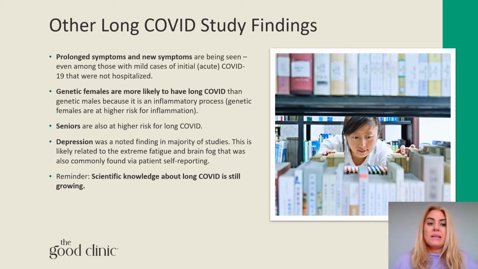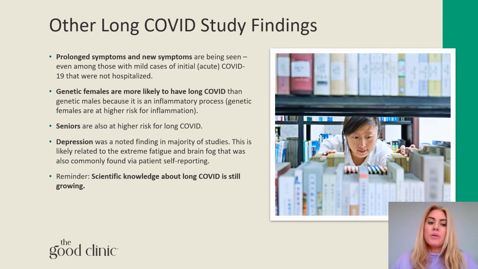Also noted in these studies was that genetic females are more likely to have long COVID than genetic males because it's an inflammatory process, and genetic females are at higher risk for inflammation. Seniors are also at higher risk for long COVID simply because they don't have the capacity for inflammation that a younger body might have.